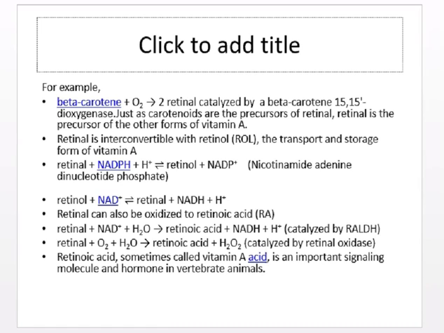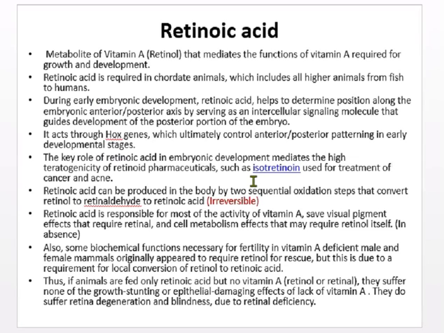Retinal, oxygen and water give retinoic acid and hydrogen peroxide, catalyzed by retinal oxidase. Retinoic acid, sometimes called vitamin A acid, is an important and significant molecule in chordates and vertebrates. As you know, on the oxidation of retinal, the retinoic acid is formed.